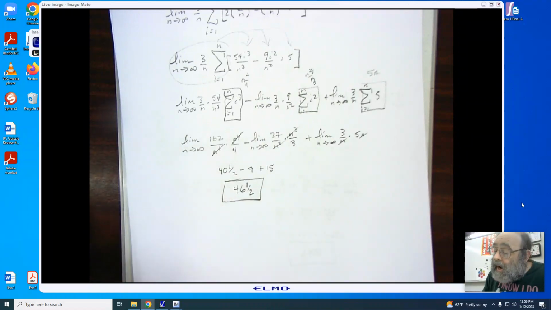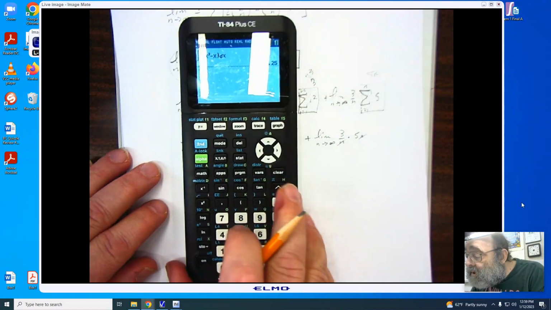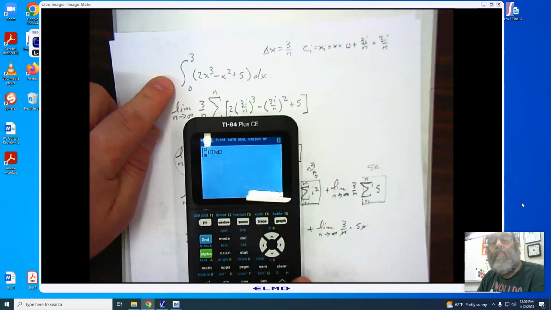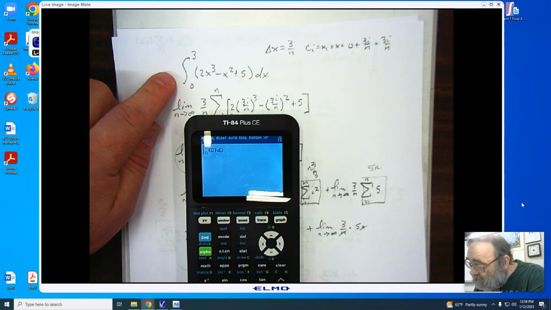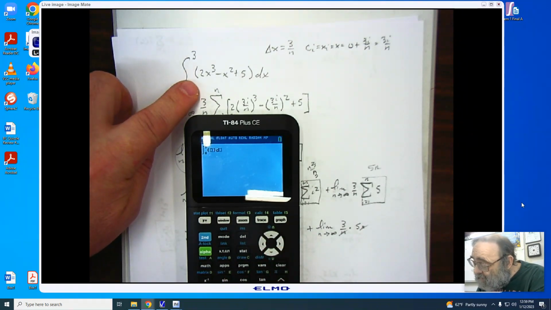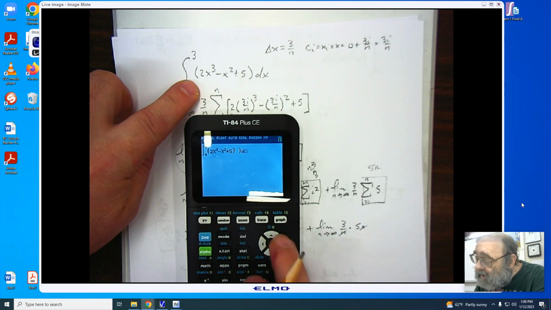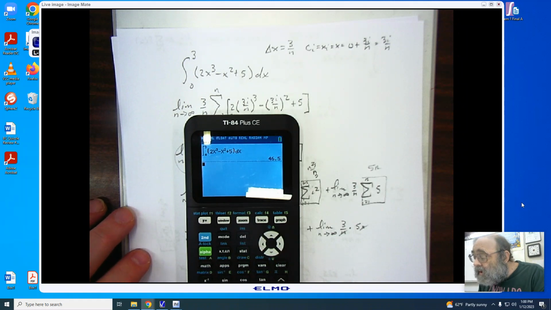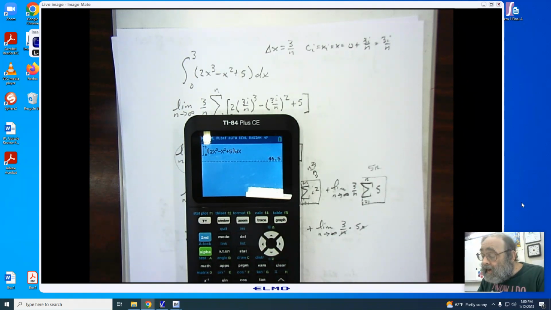We're now going to check our answer by going back to the original, hitting Math 9, putting in my original. We're going from 0 up to 3, and inside of the parenthesis, I have my 2x cubed minus x squared, and then I have plus 5. Now, if you've been watching, you'll notice that there are a lot of little places to make mistakes, and we hopefully can avoid them. We get the correct answer is 46.5, and that checks our work.